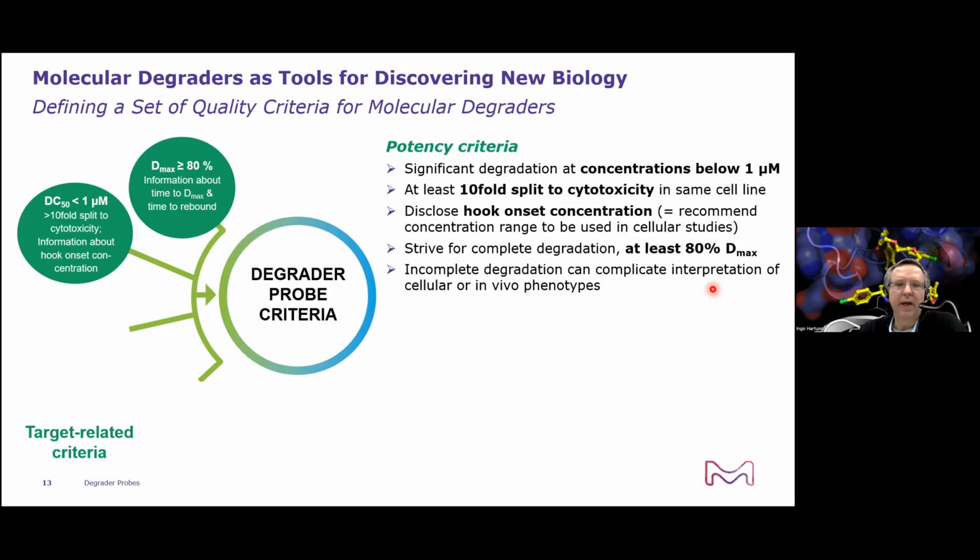Now let's go back to these degrader criteria, or this general probe criteria, which I had introduced, and convert them into something we can directly apply to degraders. So again, we start with potency. As I had made this point before, the recommendation is to see degradation as the DC50 in concentrations below 1 micromolar, to be able to see a split to general cytotoxicity, preferably in the same cell line. Disclose relevant concentrations, how to use your probe. So it's important, if you have a hook effect onset concentration, report that.